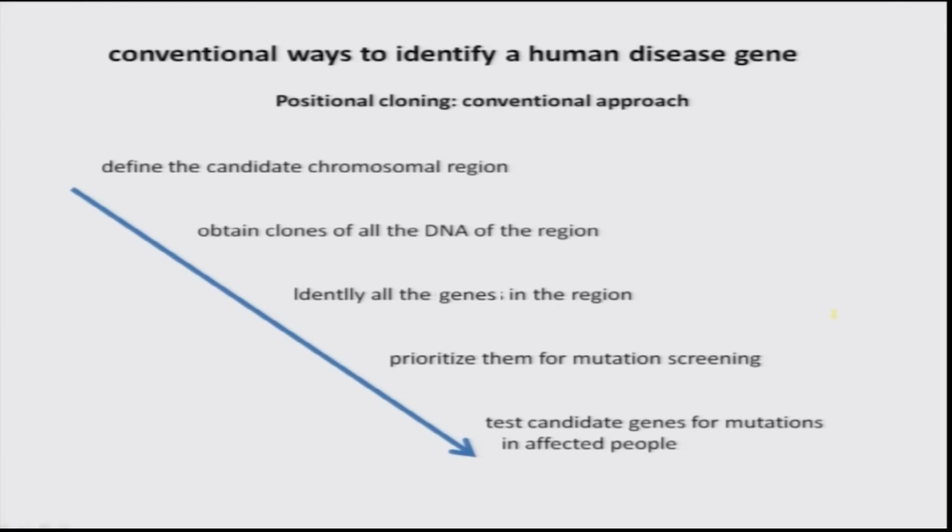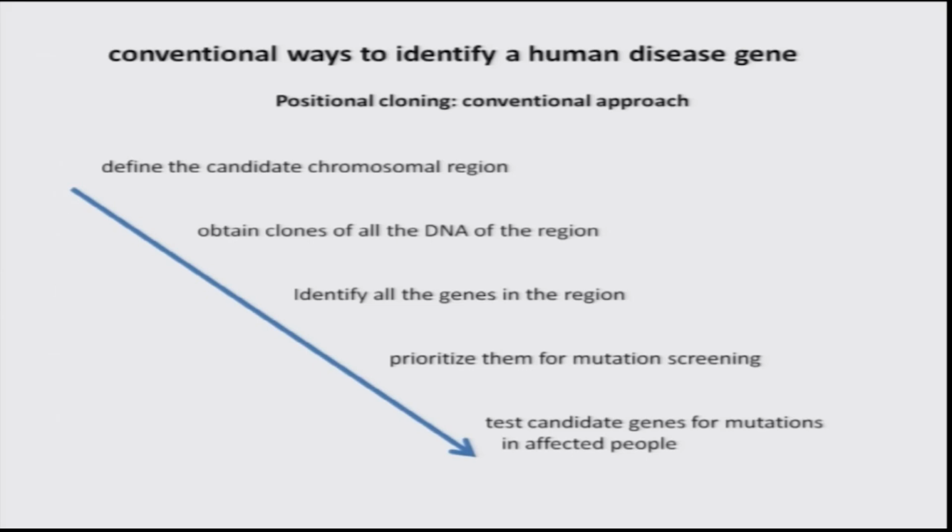We call it a conventional approach because this is the approach that was used before the human genome sequence was made available. So what do you do? You define the candidate chromosomal region. You say that this is the region of a particular chromosome that is likely causing a particular disease. Then you get the genomic segments representing that chromosome. So let's look into the conventional ways to identify the human disease gene.